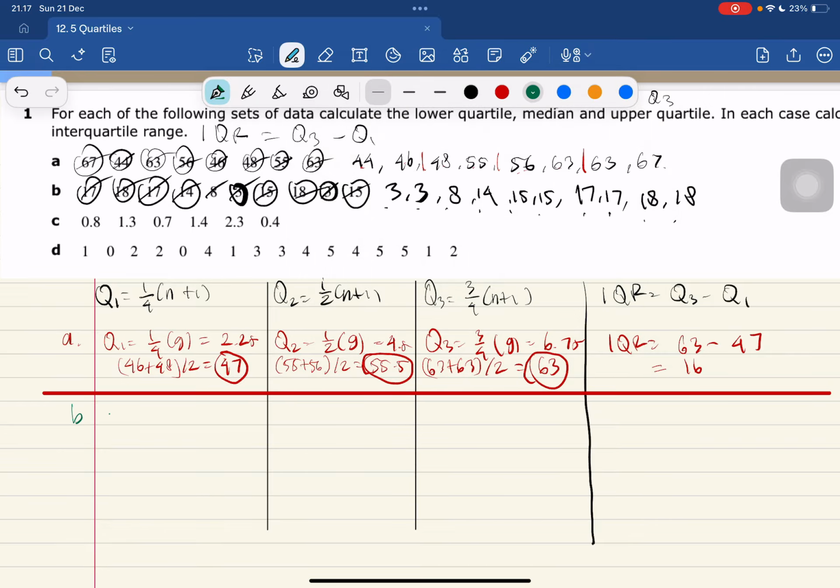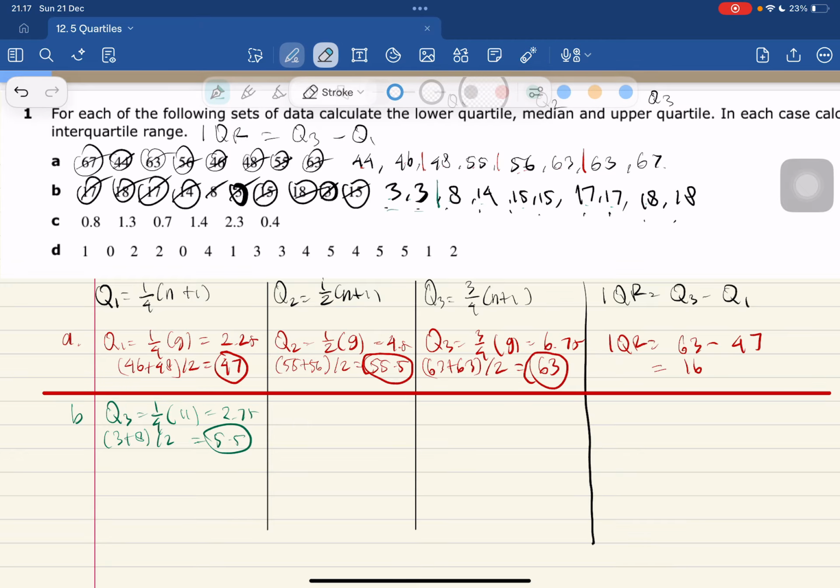Okay, this is B. Q1 equals 1 over 4 times 10 plus 1, which is 11. So 11 divided by 4 is 2.75. Where is 2.75? We have 1, 2, here. So find the mean: 3 plus 8, divided by 2. So this mean is 5.5. This is quartile 1.